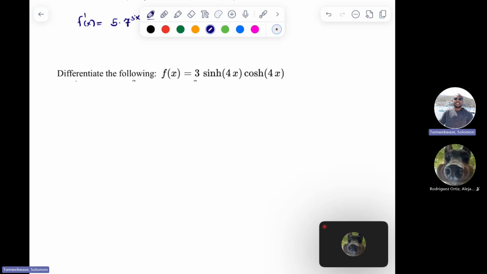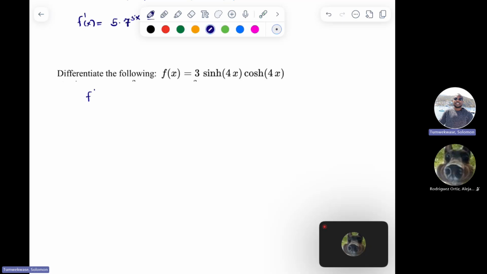So the first way is you can take the derivative directly. Once again, the derivative of sine hyperbolic is cosine hyperbolic. The derivative of cosine hyperbolic is sine hyperbolic. Please remember that. In the usual trigonometric functions, the derivative of cosine is negative sine, but the derivative of cosine hyperbolic remains sine hyperbolic, okay?